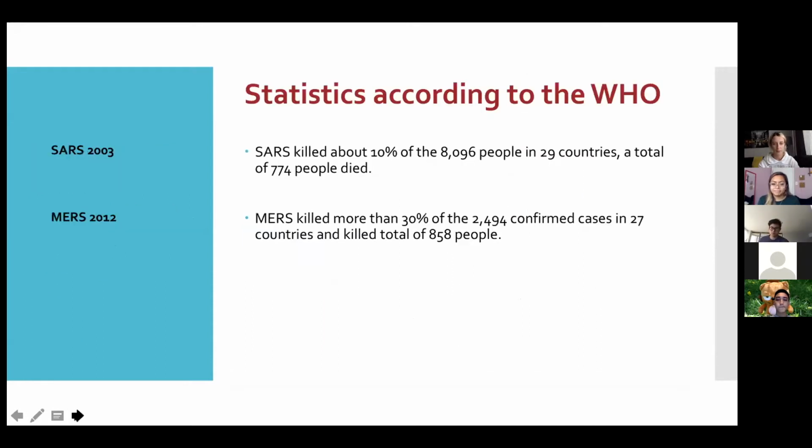Moving on. Here I want to give a brief overview of statistics, according to the WHO, about the previous two coronavirus outbreaks: SARS in 2003 and MERS in 2012. SARS killed about 10% of 8,096 people in 29 countries. A total of 774 people died. The second outbreak, in 2012, MERS, killed more than 30% of 2,494 confirmed cases in 27 countries, a total of 858 people. Those are huge numbers, right? If you look at it.